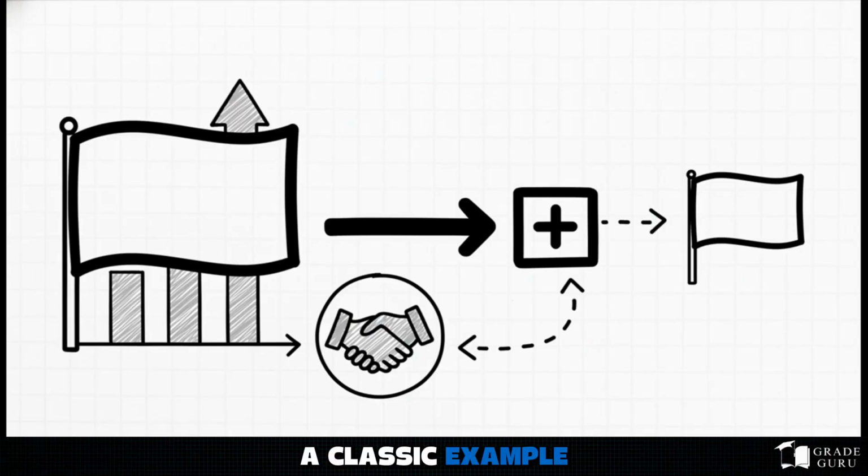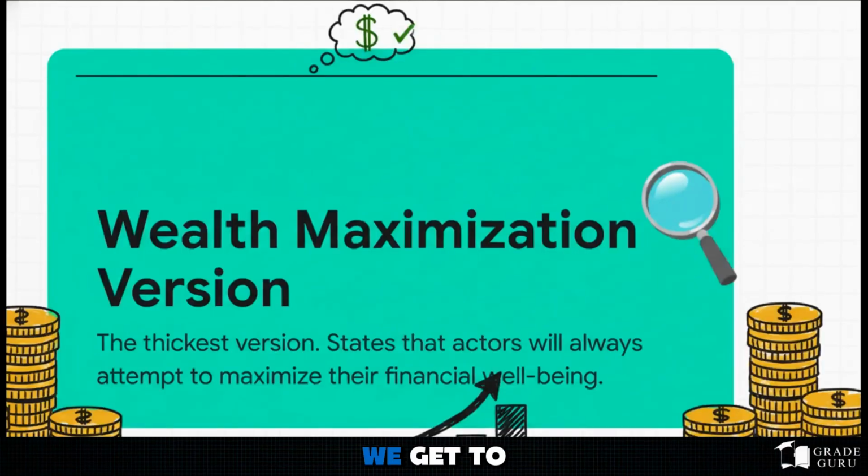Let's look at a classic example. This theory would predict that the country giving aid isn't just being nice. The real goal is self-interested, maybe to gain influence or goodwill, and giving aid is just the most efficient way to get there. It's a prediction we can actually go out and investigate. And finally, we get to the thickest and honestly, the simplest version.